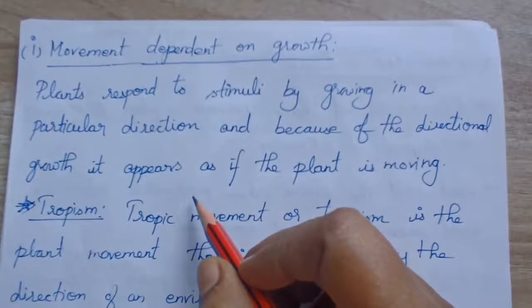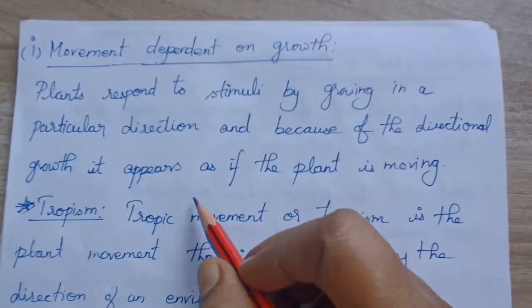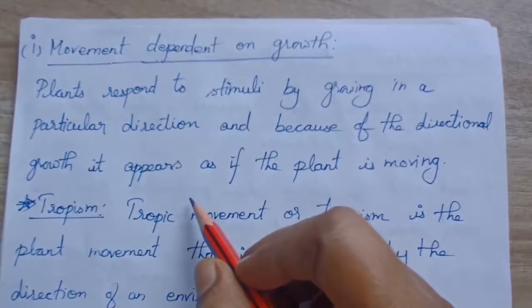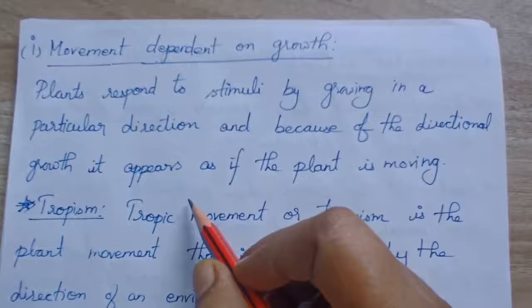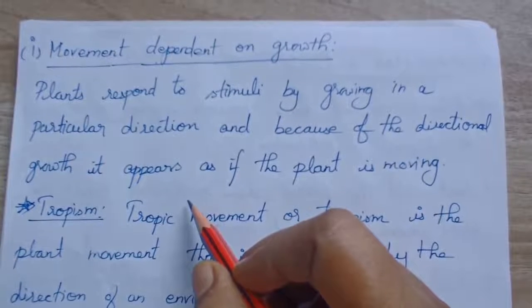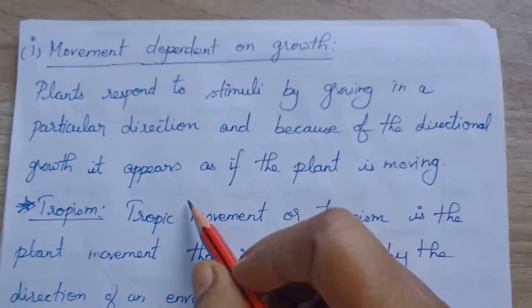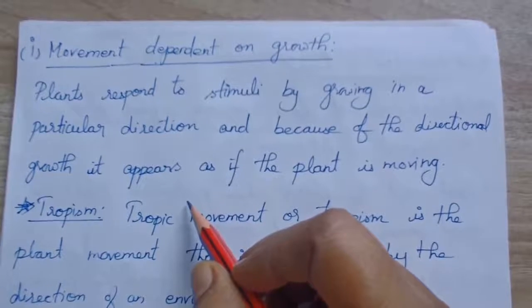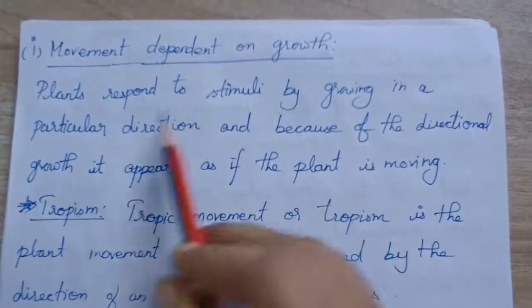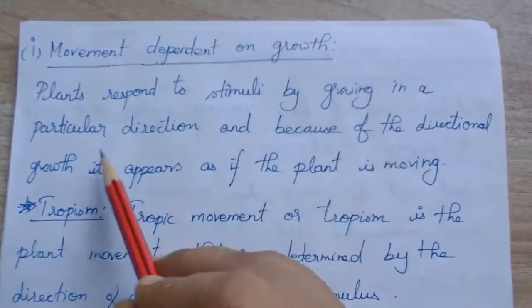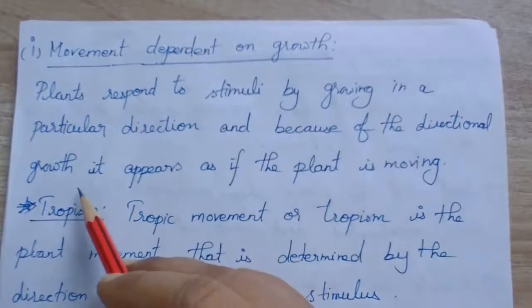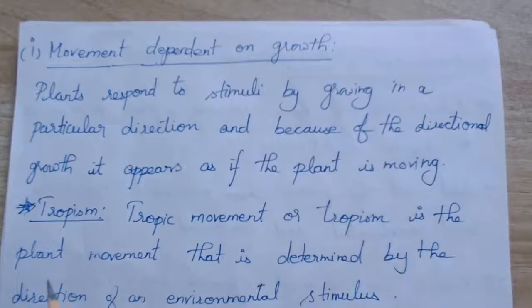If you touch that, it will fold. That does not depend upon the growth. And if you put a seed, it comes out of the soil, right? That depends upon the growth. It is because of the growth of the seed, the growth of the plant only, that we are able to see that it is moving, right? So plants respond to stimuli by growing in a particular direction, and because of the directional growth, it appears as if the plant is moving.